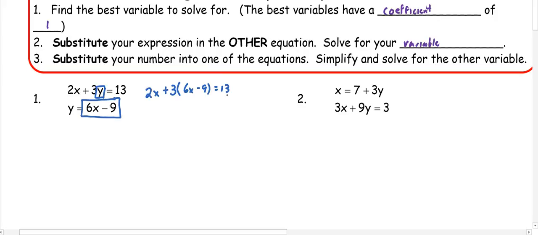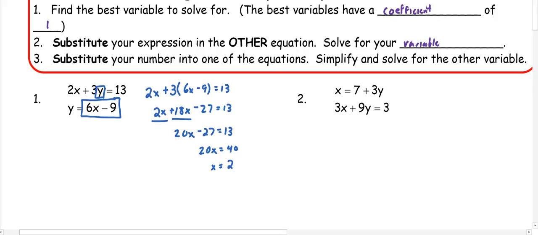So in order to solve for x now, because that's in our equation, we're going to first distribute. So we get 2x plus 18x minus 27 equals 13. Combine those x terms together, we get 20x minus 27 equals 13. Add 27 to both sides, so 20x equals 40. And then we're going to divide by 20, and x equals 2.